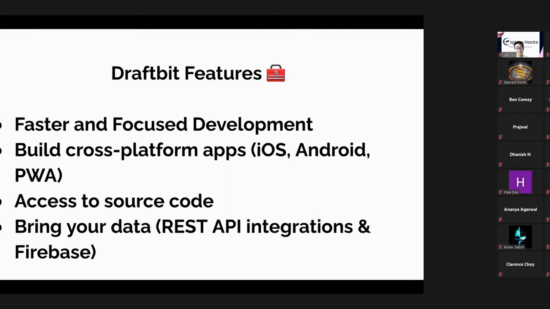DraftBit allows you to bring your own data. So if you have REST API endpoints hosted somewhere on a server, or if you have Firebase Firestore data, DraftBit also has integration for Firebase. Currently, it's an MVP. It's a beta feature, so it's not available for everyone. But if you are interested, you can join the beta and help us overcome those problems that you face while building with Firebase inside DraftBit, so we can help you more and integrate more features.